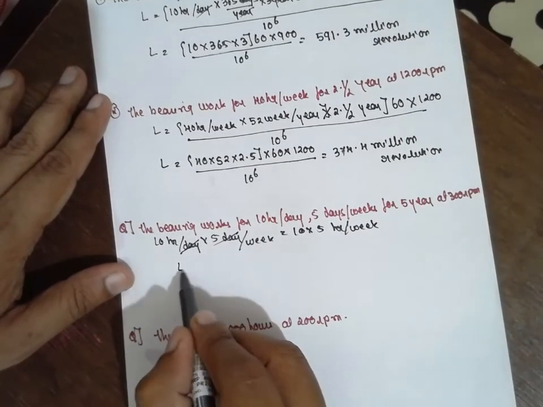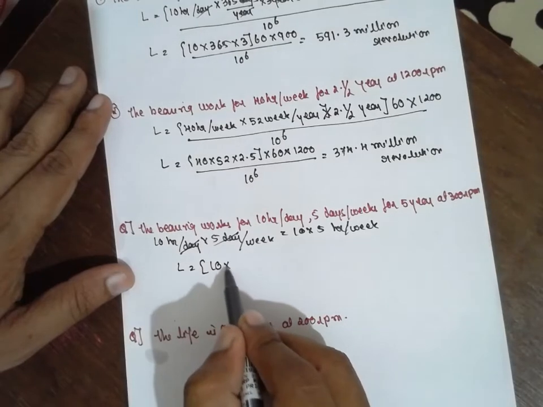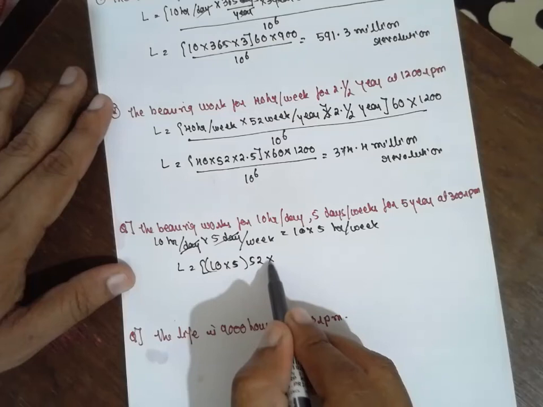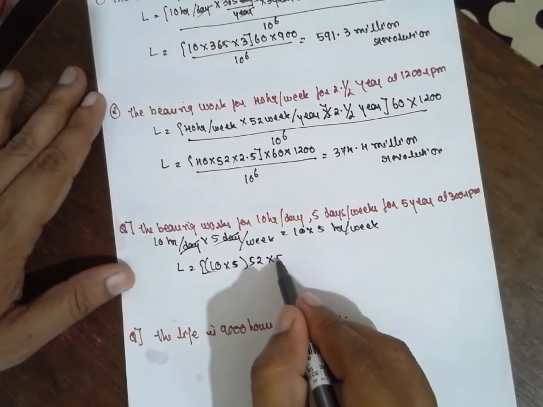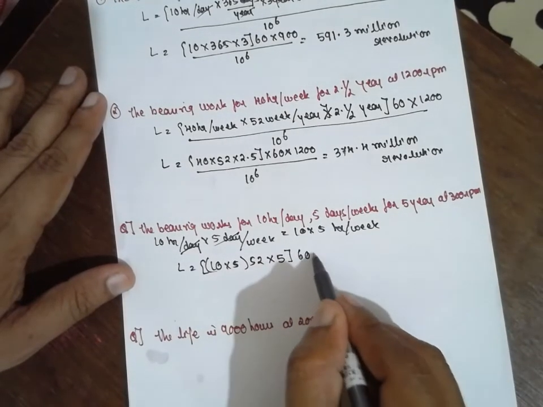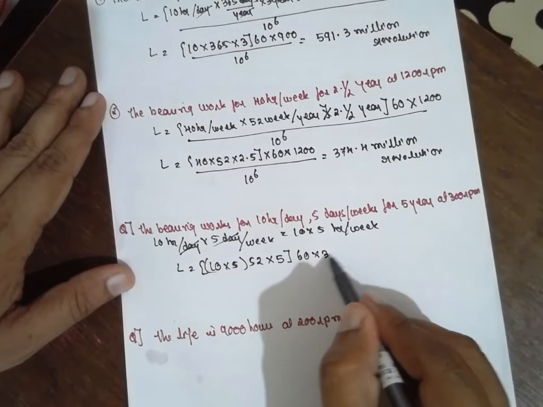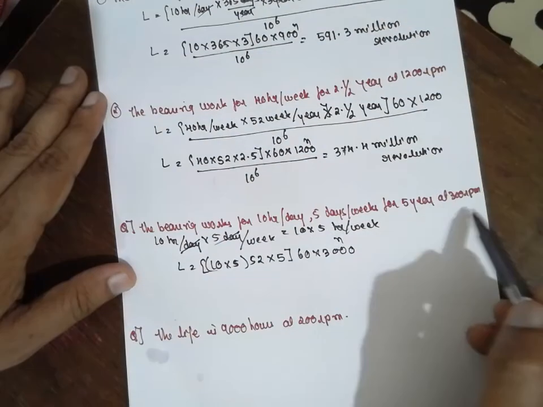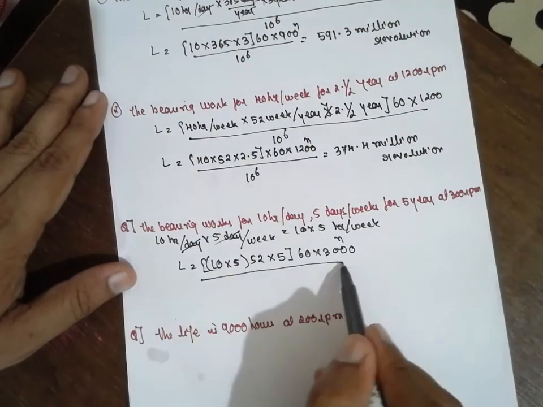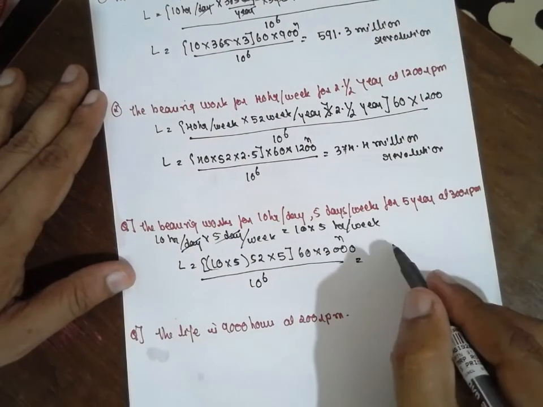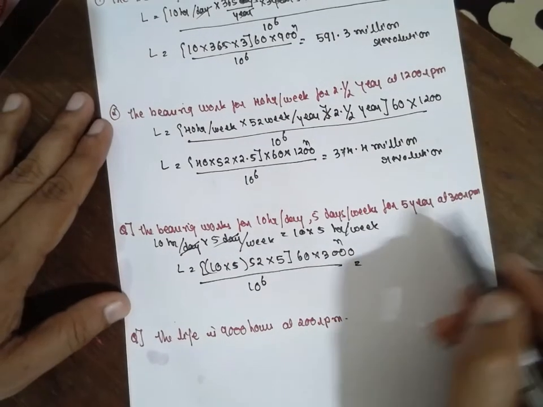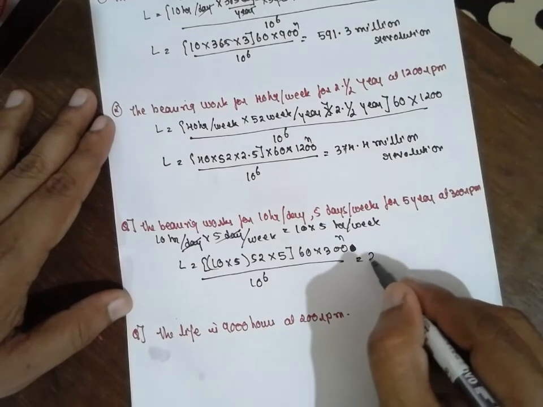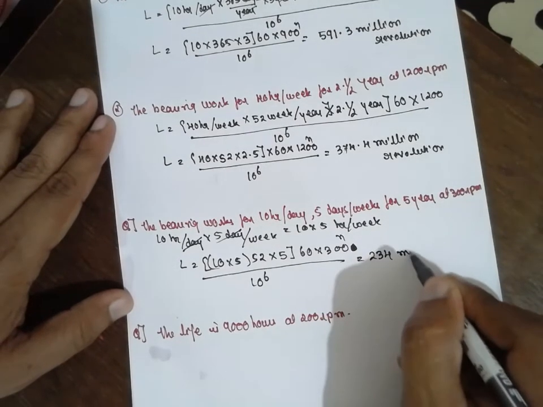The solution for this one is L is equal to 10 into 5 hours per week, 52 into number of years, 5, close the bracket, into 60 into n, which is 3000 rpm, divided by 10^6. The answer for this one is not 3000, it is 300. The answer will be 234 million revolutions.